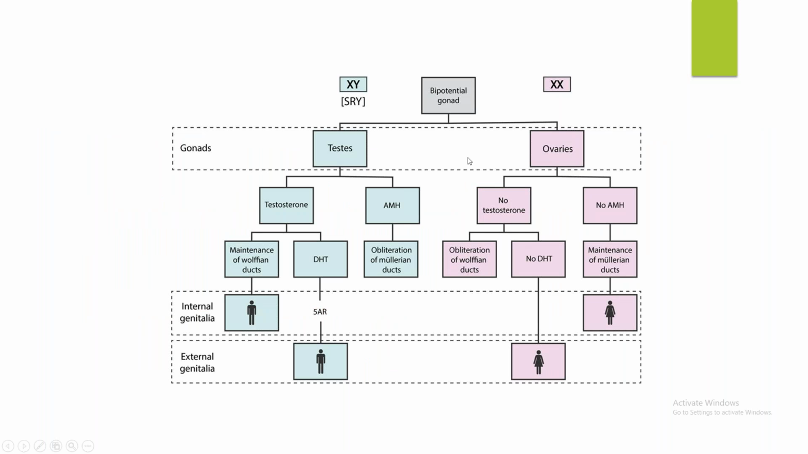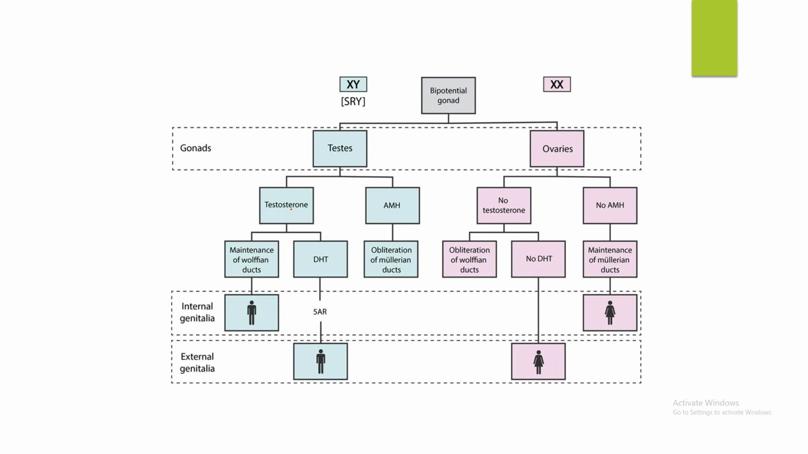You can see in this flow chart very nicely that in the case of a male fetus, this SRY will be there. Because of this SRY, the Sertoli cells in the testes will secrete AMH, which will cause degradation of the Mullerian duct. Also, because of the testis, testosterone will be secreted, which will maintain the Wolffian duct. So the Wolffian duct causes testis and other internal genitalia development.